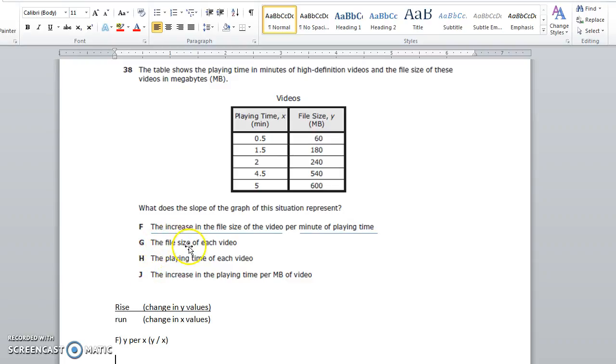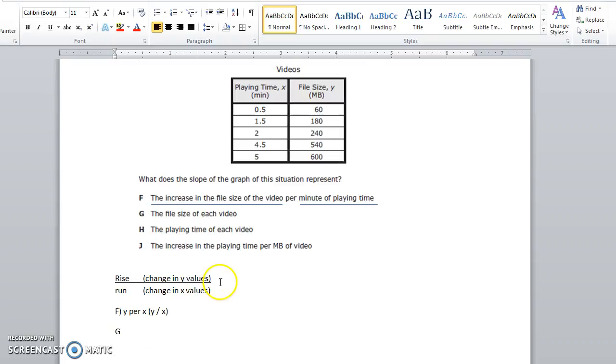G says the file size of each video. So G is literally saying the file size of each video, which is just Y. So that doesn't make sense because I'm looking for a something over a something. So it's not G. H says the playing time of each video. Playing time of each video, that's X. So again, there's no change happening. It's just X. So that can't be right either.